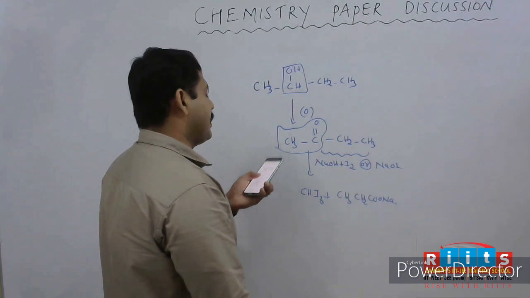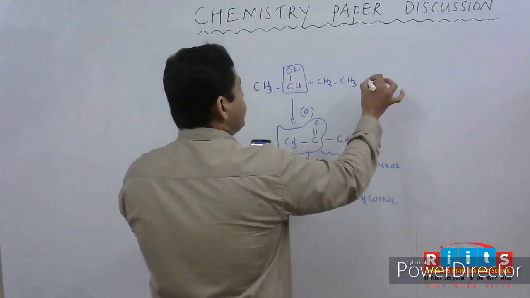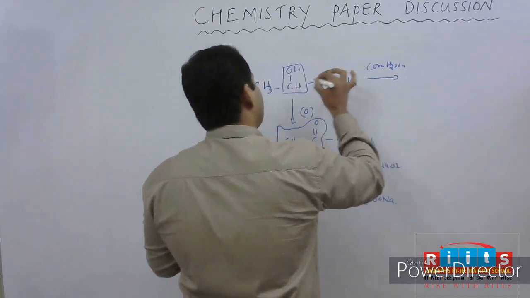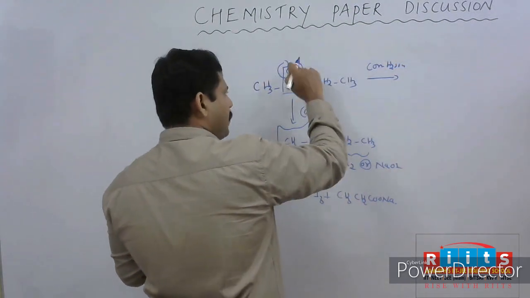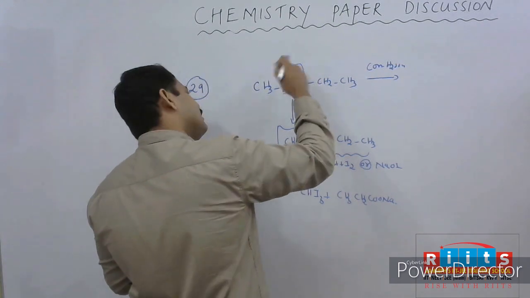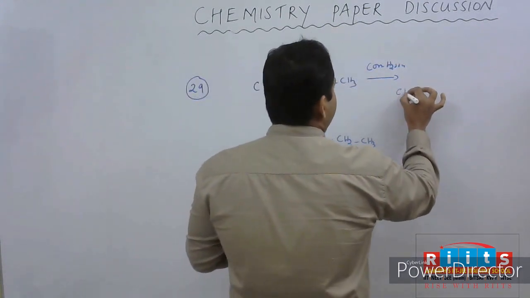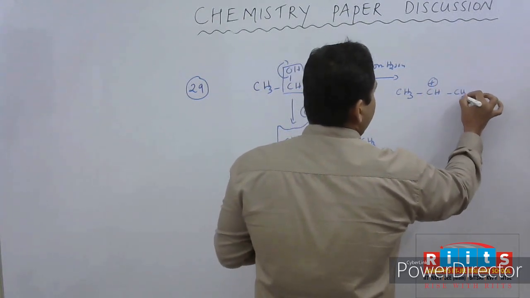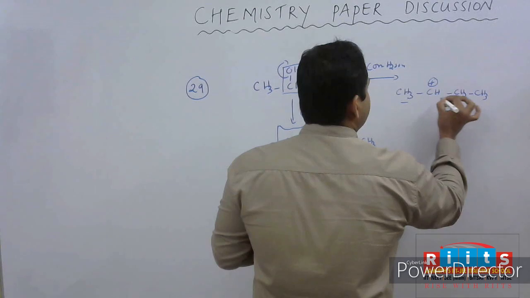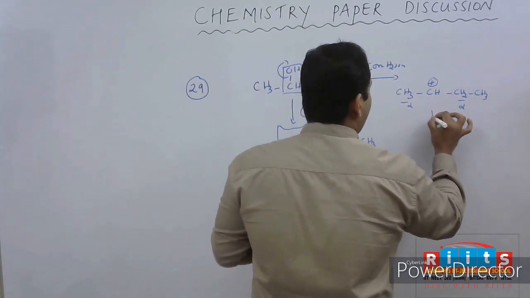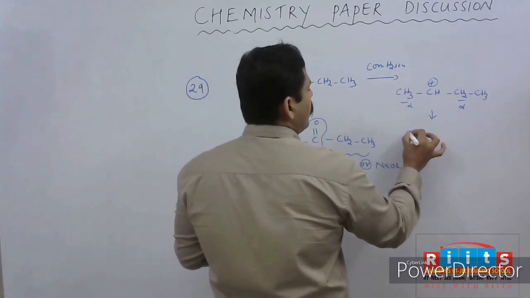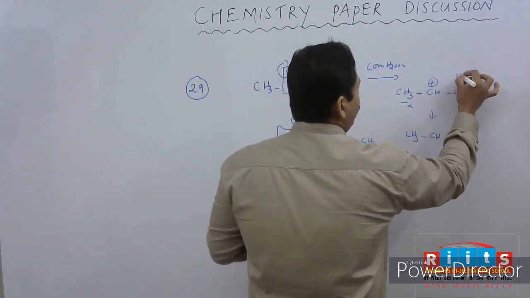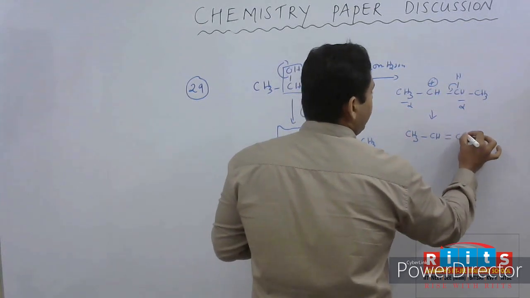Then one more thing they are telling: this is the original substance, and I am treating it with concentrated H2SO4. Dehydration will happen. H plus will attack and it becomes OH2 plus. Simply I am putting it like this, right? So I will be getting a carbocation like CH3, CH plus, CH2, CH3. Now, according to Saytzeff's rule, non-terminal alkenes will be more stable. So definitely this hydrogen will be removed as H plus and thereby I will get this one, right?